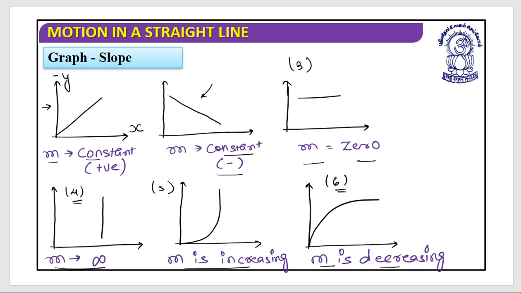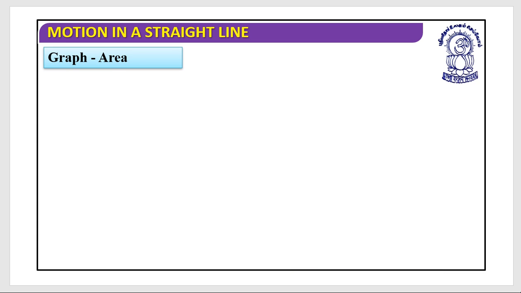We also know that there are three ways to find the slope. What are the ways? First is delta y by delta x. Next is dy by dx. This is the first approach, and this is the second approach. And what is the third? Yes, you are right, it's tan theta. So these are the three approaches to find the slope. This is all we require. Okay, now let's begin with the area of a graph.